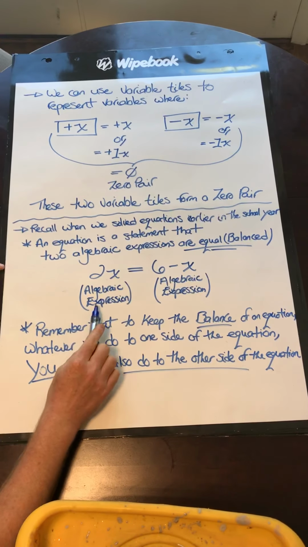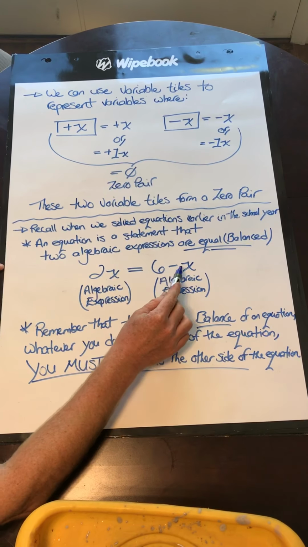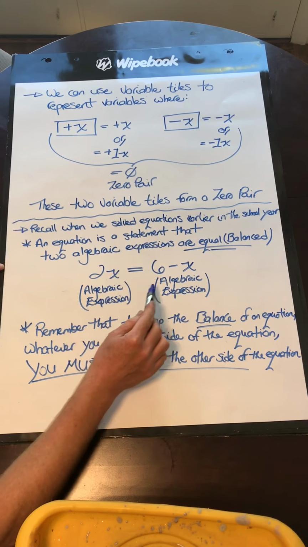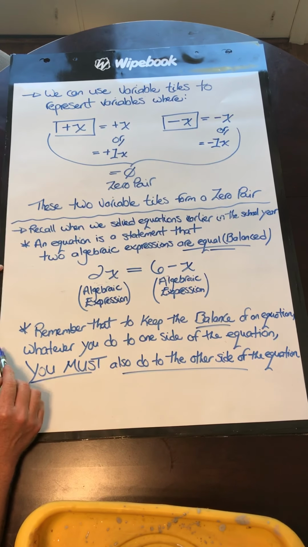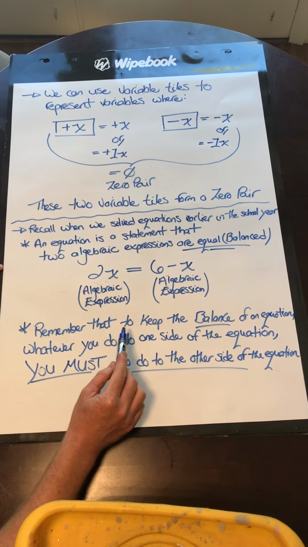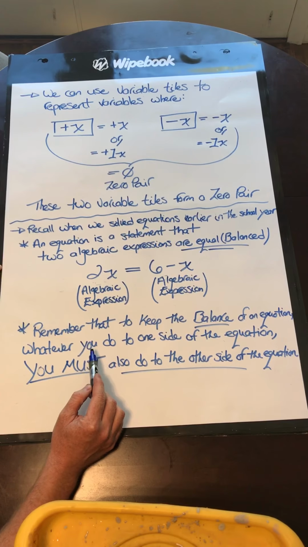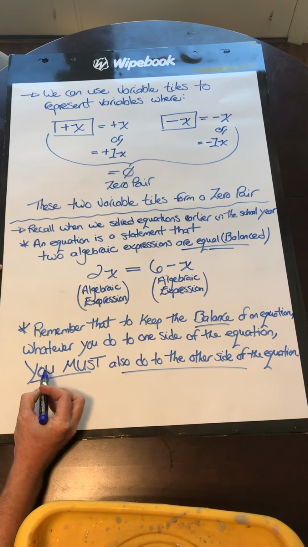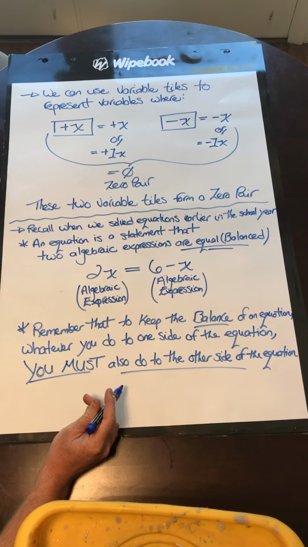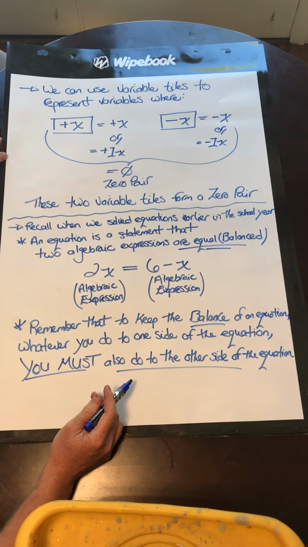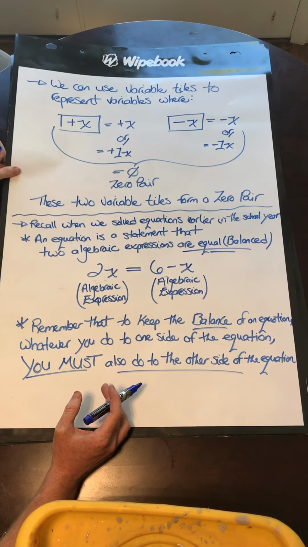Okay, so we have an algebraic equation here, 2x is equal to 6 minus x. These are both algebraic expressions and they are equal. They're balanced right now. And remember that to keep the balance of an equation, whatever you do to one side of the equation, you must also do to the other side of the equation. You've got to have that in your head when we're looking to solve algebraic equations.